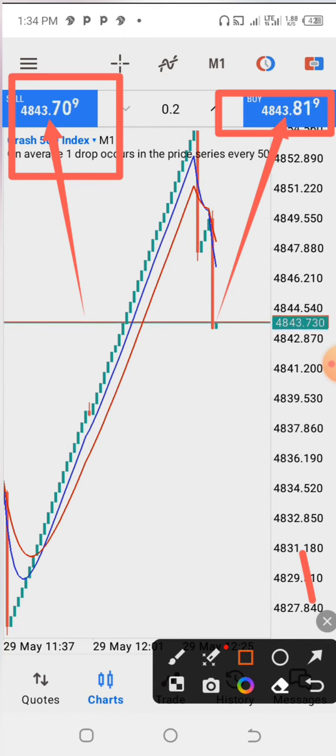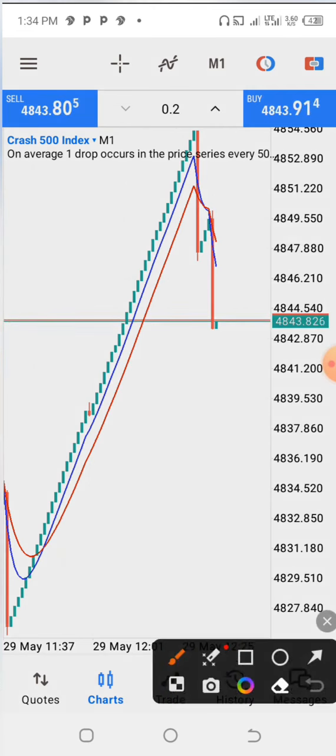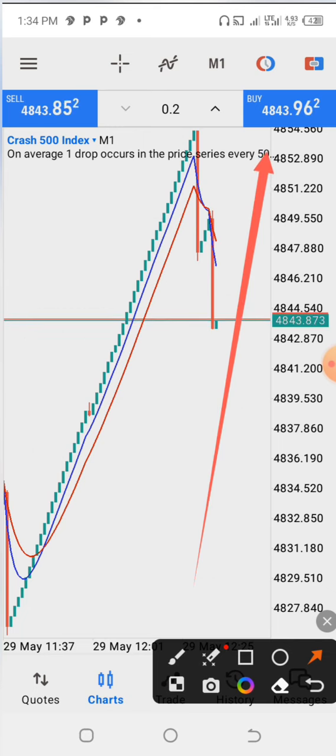Anytime you place a buy, it means you are expecting your market to move in the up direction. And anytime you place a sell, you're expecting your market to move in this direction. This is one of the two things you should know.